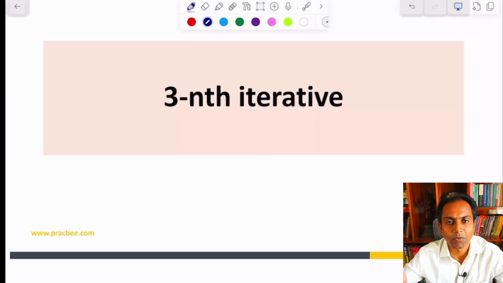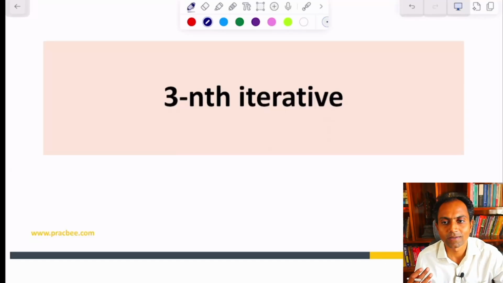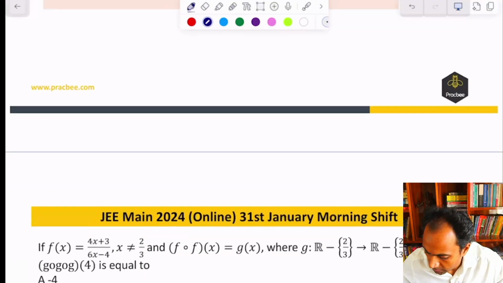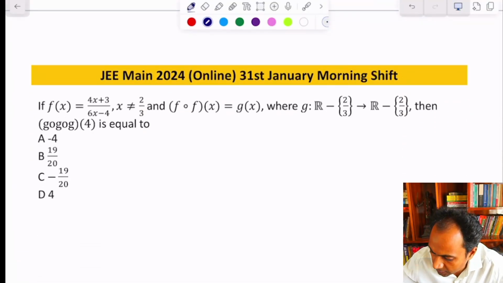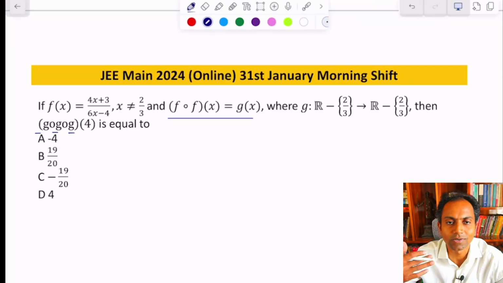Now the next category of questions in composition is based on the nth iterative. In this case, if you take f of gx multiple times, there is a pattern and it starts repeating. Now let us look into a question that was asked in 2024. The question says that f of fx is equal to gx. What will be the value of g of g of g? So you can see that there is a repetition of composition, and hence there might be a pattern to figure out.